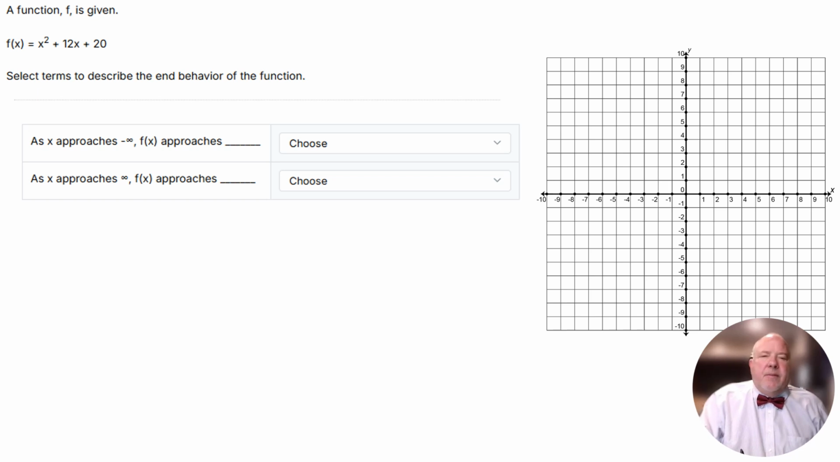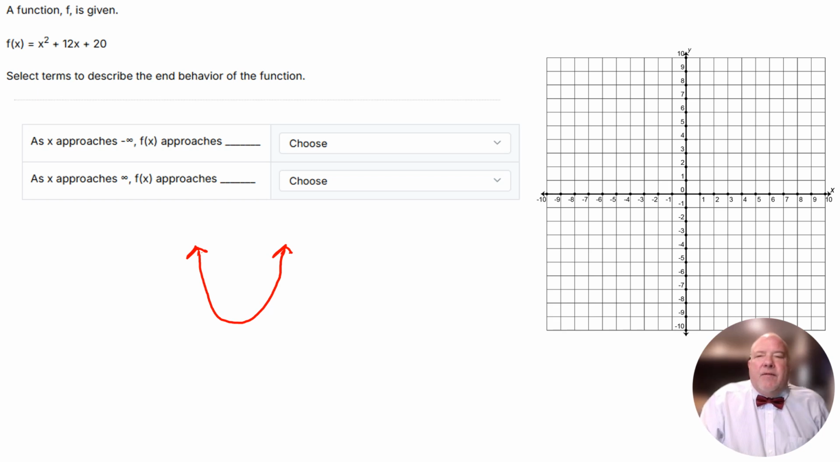So something like, I'm really terrible at drawing these, so wow, that was pretty good. So something like that. If you had a negative in front of the x squared, then it would open the other way. It would go down. Now to answer this question, I don't need to know exactly what this graph looks like. I don't need to know where the vertex is. All I need to know is what the end behavior is.